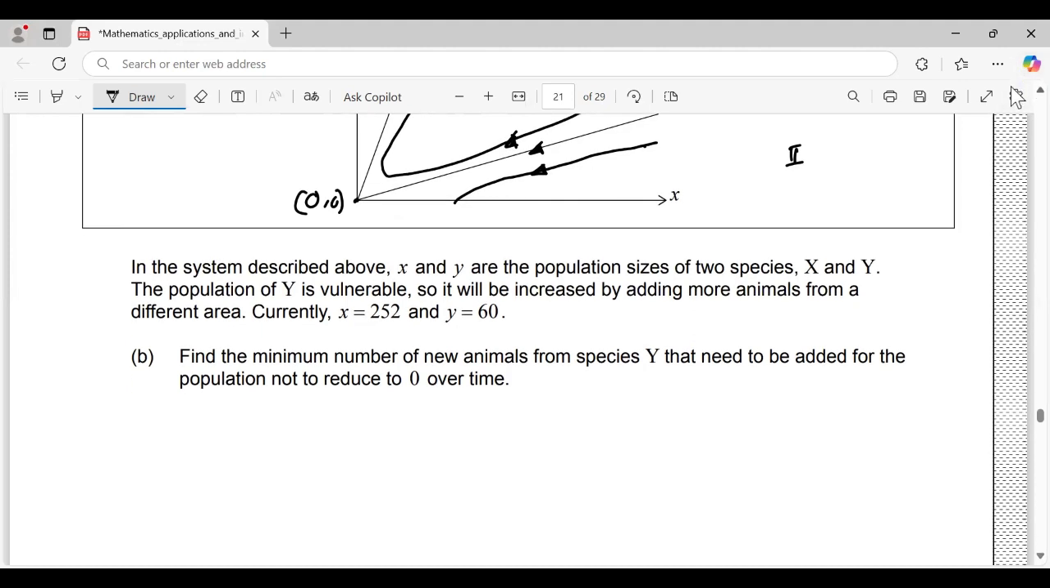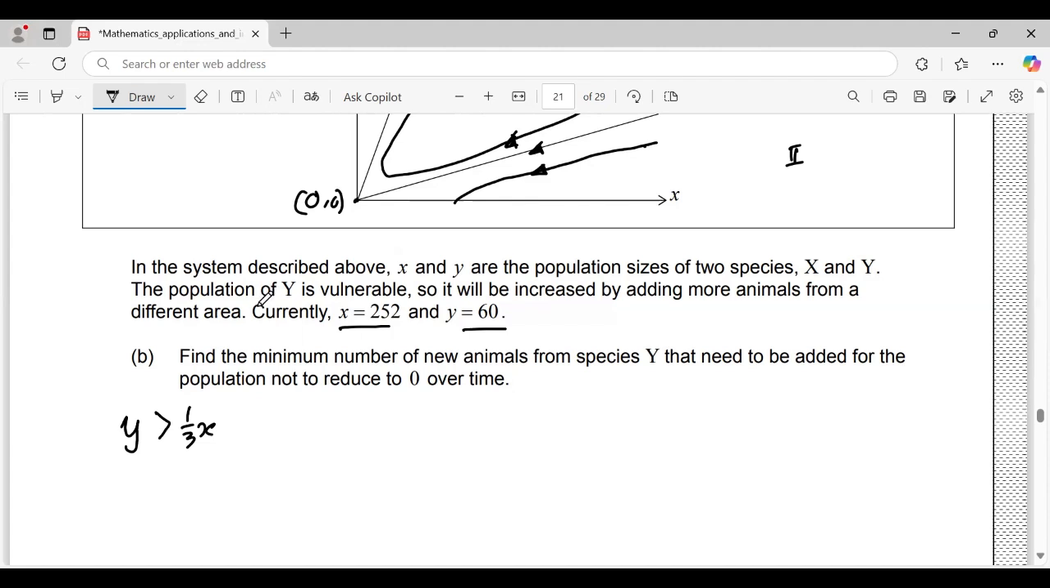All right, there are three regions. So, according to this information, x equals 252, y equals 60, and the condition for species y to survive is y greater than one third x. Okay, so we can calculate the minimum value of y required for species y.